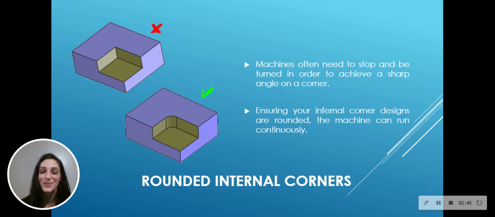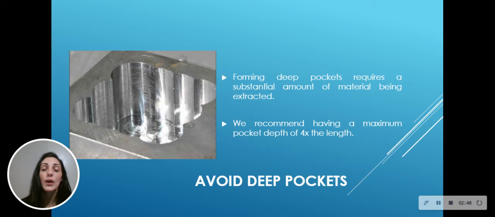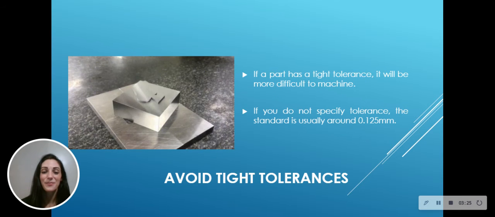which can reduce cost. We also say avoid deep pockets where possible. For some parts, this might not be possible. However, forming deep pockets requires a substantial amount of material being extracted, which is not only time consuming, but may need a specific tool to be able to achieve the desired depth. This added complexity can drive costs up. We recommend having a maximum pocket depth of 4 times the length. Typical CNC tools can form pockets up to 2 to 3 times their diameter. Any more is likely to increase the price.